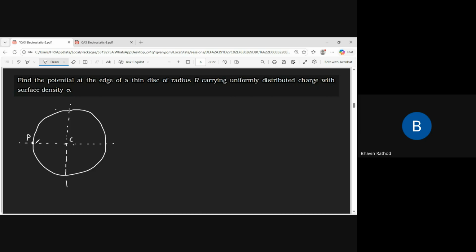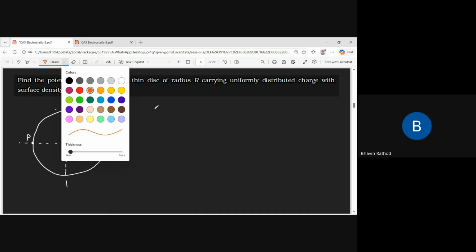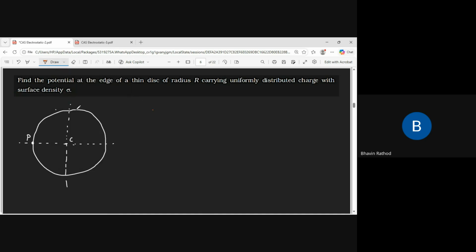To do that, clearly we have to divide the disk into a bunch of elements. So we can find the potential because of each element and then integrate it. The kind of element that works in this case is a ring element, something like this. So we will consider a ring element like that.